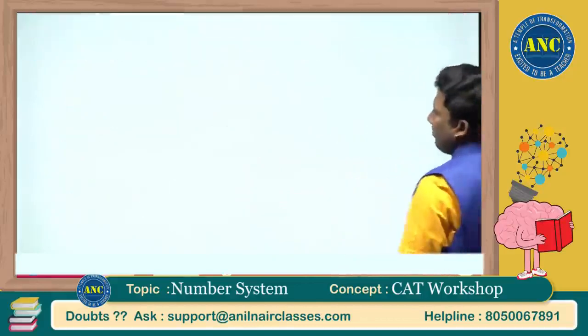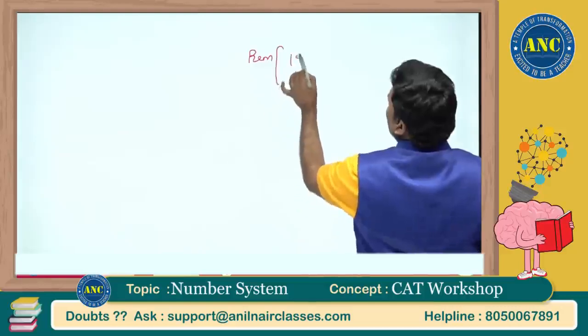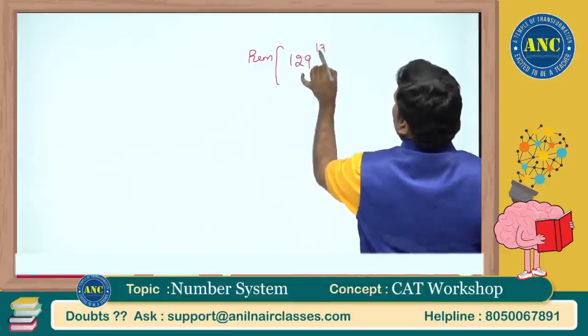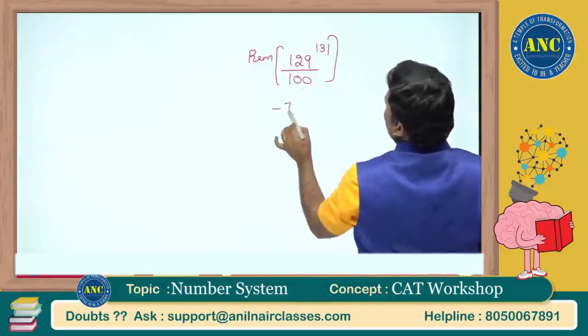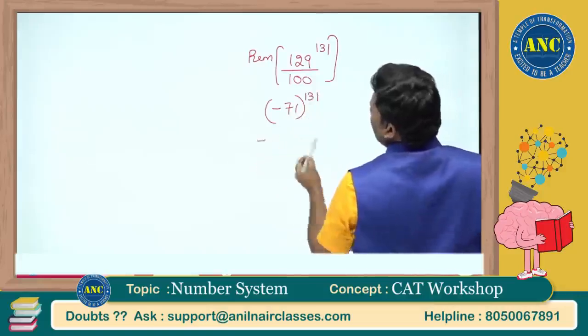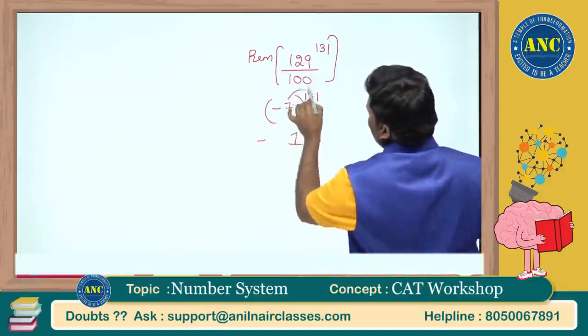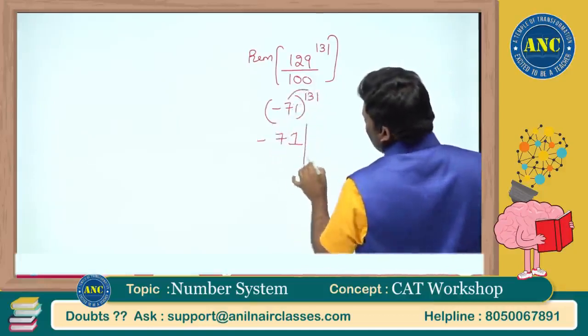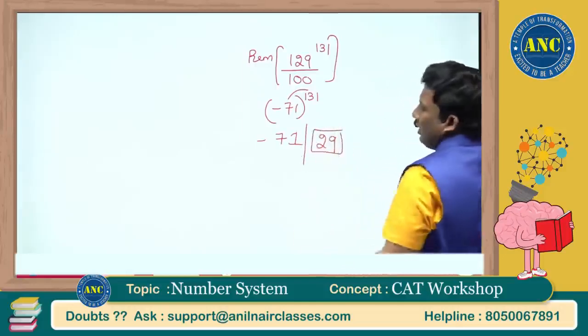What is the next step we have to do? Remainder 1. 129 power 131 divided by 100: 100 twos are 200, minus 71 power 131. Negative power odd is negative. 1 power any number is 1. 7 ones are 7, minus 71. 100 minus 71, the answer is 29.